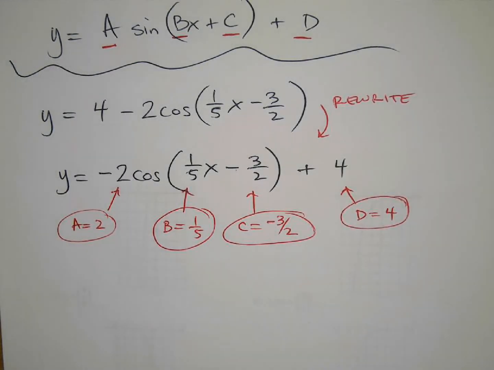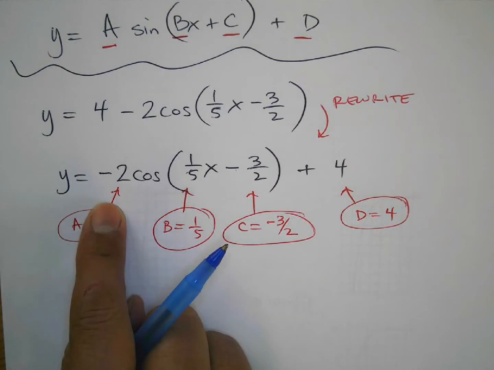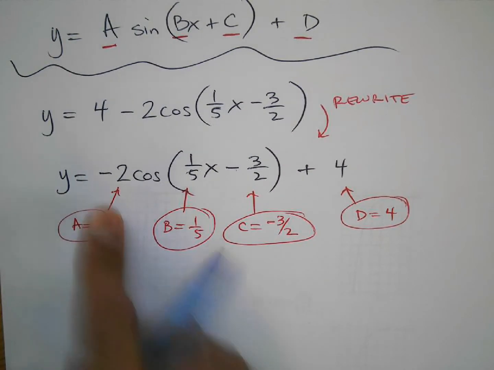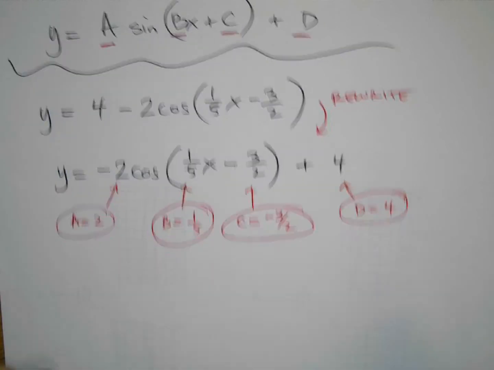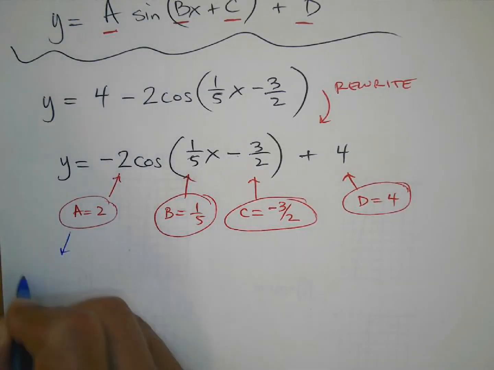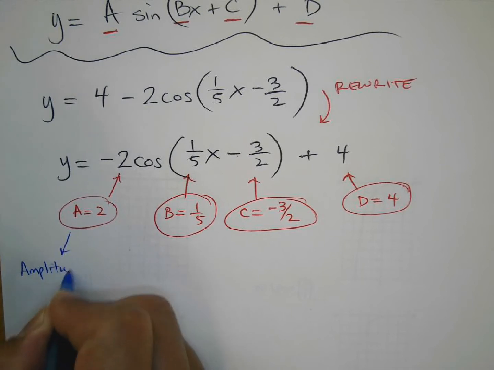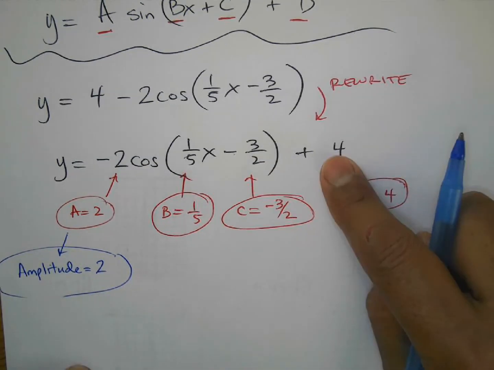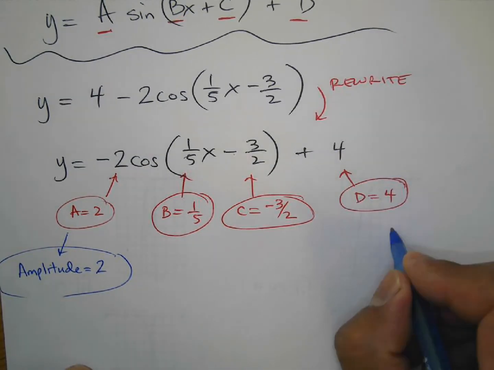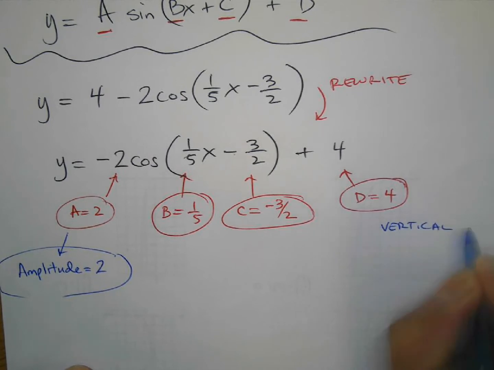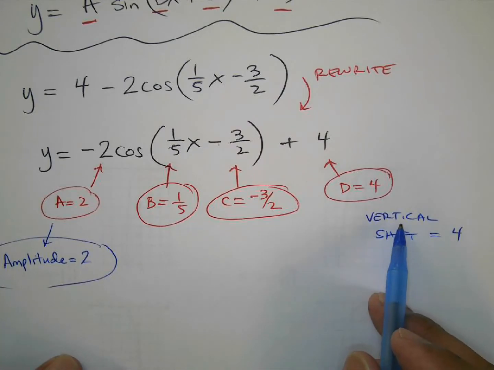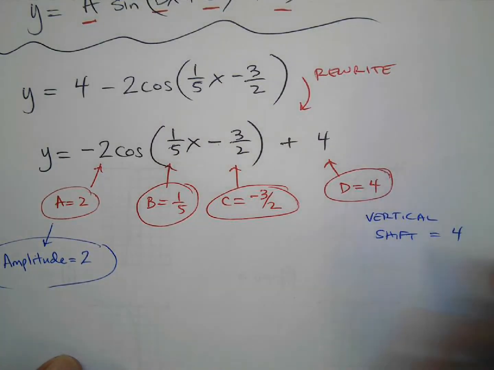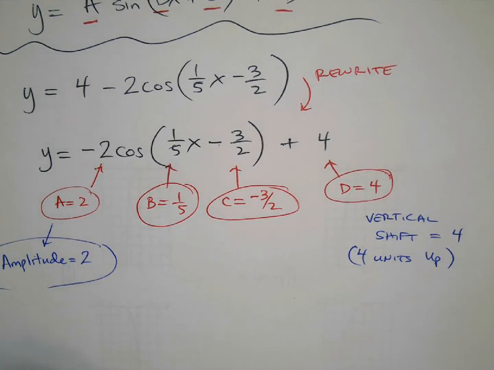All right, let's take care of the easy stuff. The easy stuff is the ones where you don't have any formula to do and you can just read it off of the function here. I know my amplitude from here is 2. And this number out here, I know what that means. That's my vertical shift. My vertical shift is 4. Positive 4 means what? Up 4. 4 units up. That's one of the last things we're going to do anyways.